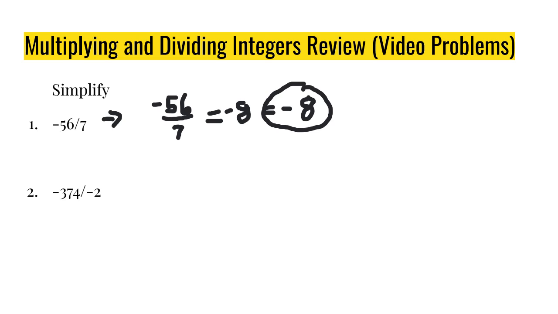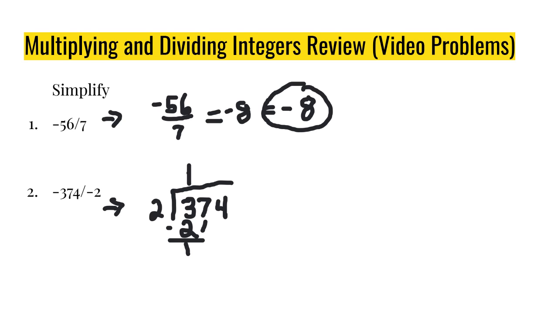Jumping down to number 2, I notice I've got a little bigger number here. So again, I'm going to rewrite it in a form where I can better see the answers. Again, I'm just going to ignore the signs. This is 374 divided by 2. I took the negatives off, so I'm going to do the operations with the numbers first. 2 goes into 3 one time. 1 times 2 is 2. I write that underneath and then subtract. I get 1. Bring down the 7.